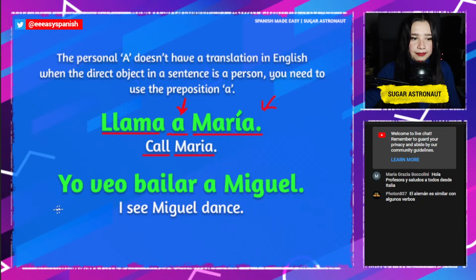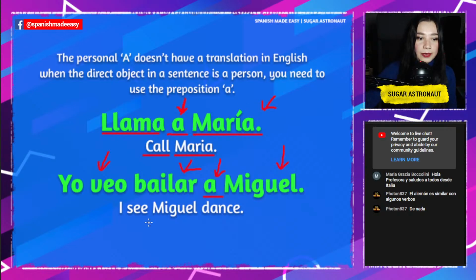Okay, so that's why you need the letter A in the middle of the sentence. Okay, another example. Yo veo bailar a Miguel. This means I see Miguel dance. Oh, okay. So we have two different verbs here. We have ver and bailar. But once again, the direct object in the sentence is Miguel. Okay, who are we watching? Miguel. So he is the direct object in the sentence and also a person. Therefore, I need to use the letter A.